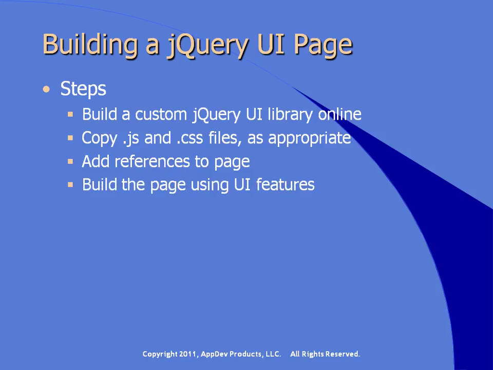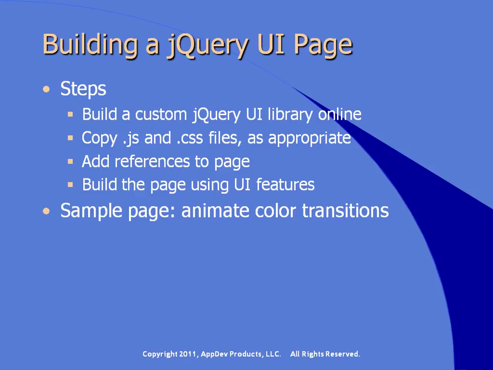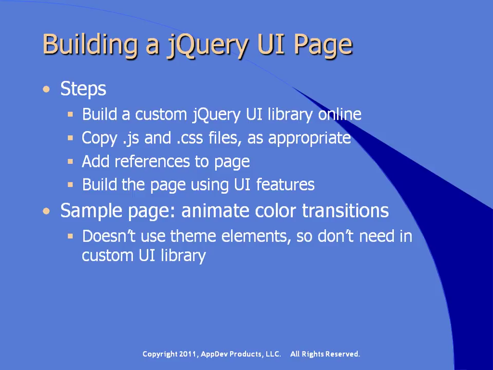And then build the page using UI features. So what I'm going to do is show you this process and build a sample page that animates color transitions. Now the interesting thing about this is that it doesn't use theme elements. So I don't need to include a theme within the custom UI library that I'm going to download, which makes the download even smaller, because these are just methods that I need to implement from within the library itself. There's nothing visual that is part of the UI library, which is one of the many ways to use the tools. All right, so let's take a look at building a page using the UI library.